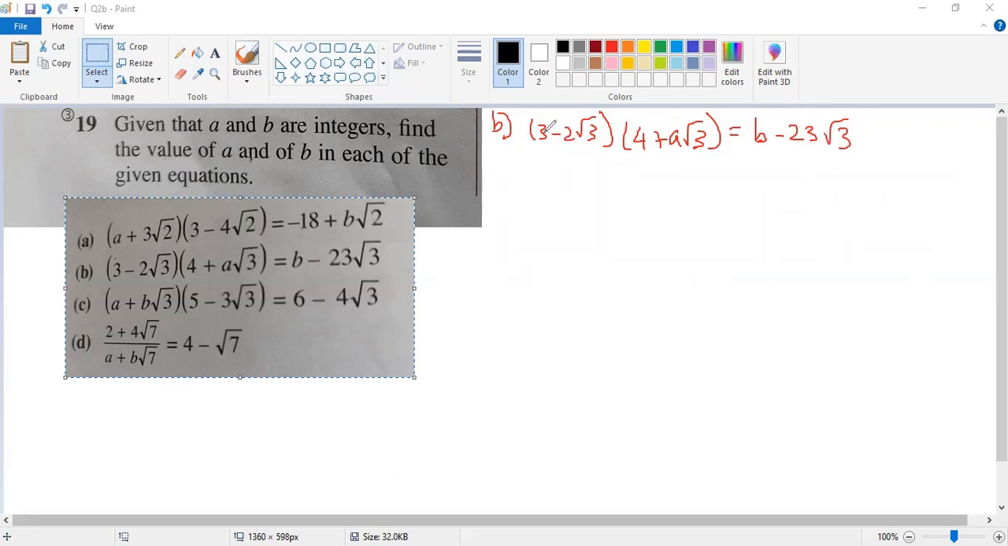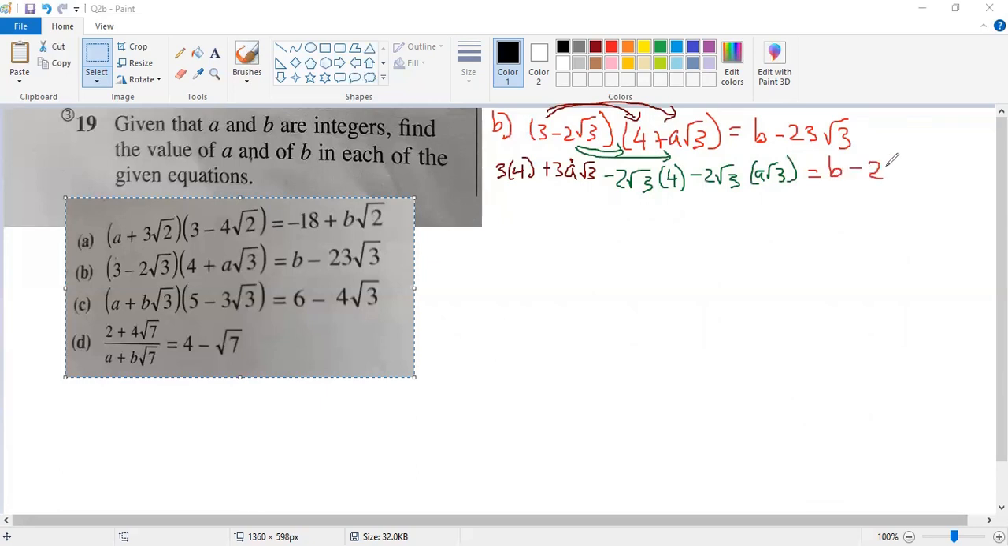So sometimes for accurate calculations, say we multiply this 3 and 4, and 3 and a root 3. That means 3 bracket 4 plus 3 a root 3. I just write a root 3 straight away. And then on the second one, we do the same way, same style, for consistency, multiply by 4 for the bracket, and then minus 2 root 3, a root 3 likewise. Ta-da, the second one. And then this equals to b minus 23 root 3.